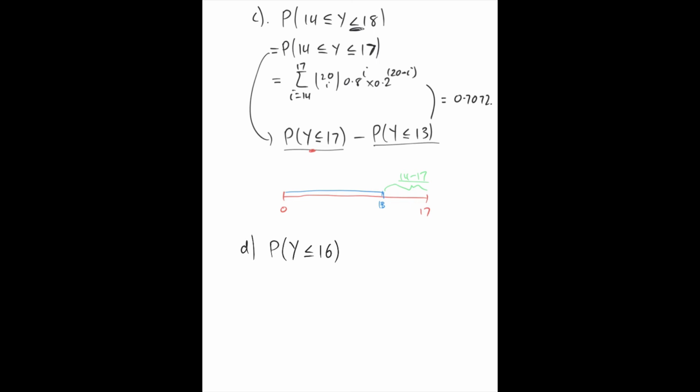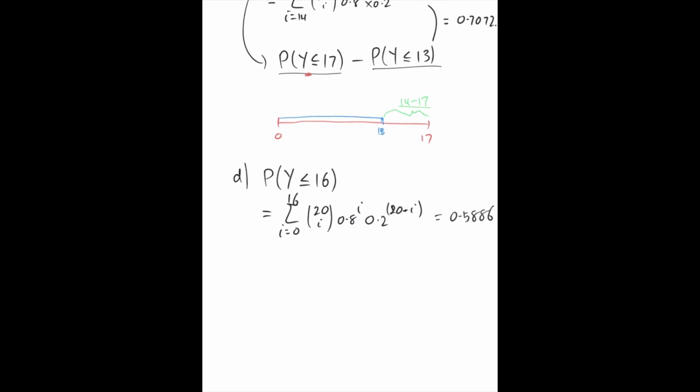Now, we can calculate this, once again, just by writing out the sum over i. We need all of them from i equals 0 up to 16 inclusive. So that would be 20 choose i, times the probability of success to the number that succeed, times the probability of failure to the number that fail. If you evaluate this, you will get something like 0.5886.